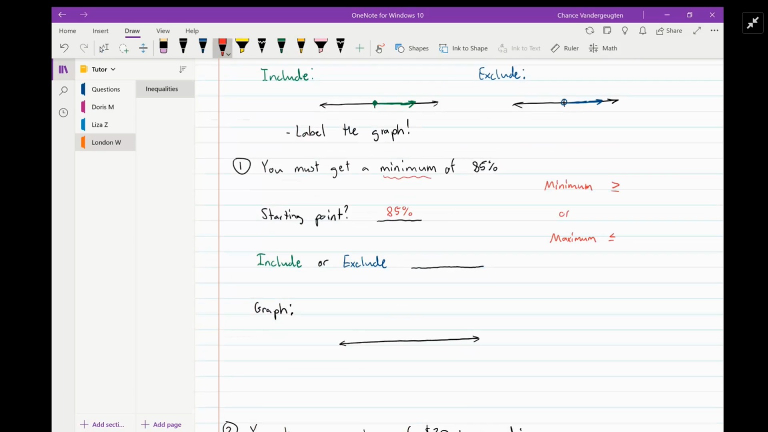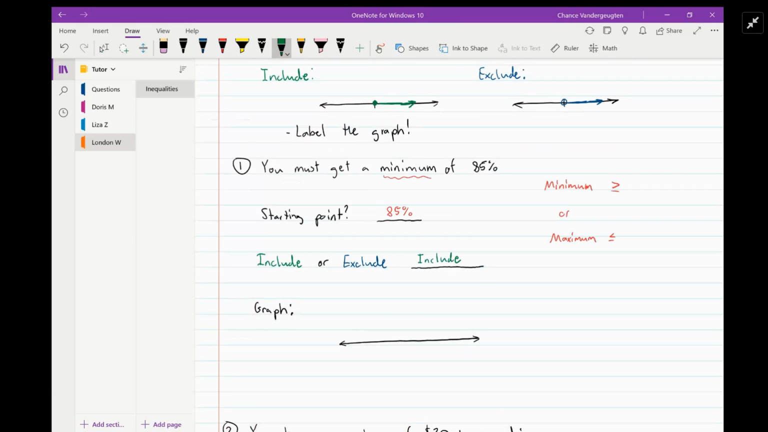So now we have determined because it's a minimum, we're going to be doing greater than. And are we going to include it or exclude it? You must get a minimum of 85%. Based on the sentence itself, it's saying that we can have 85% or more. So we're going to go ahead and include it. And typically, the question will also specify if you can't use that value or not.